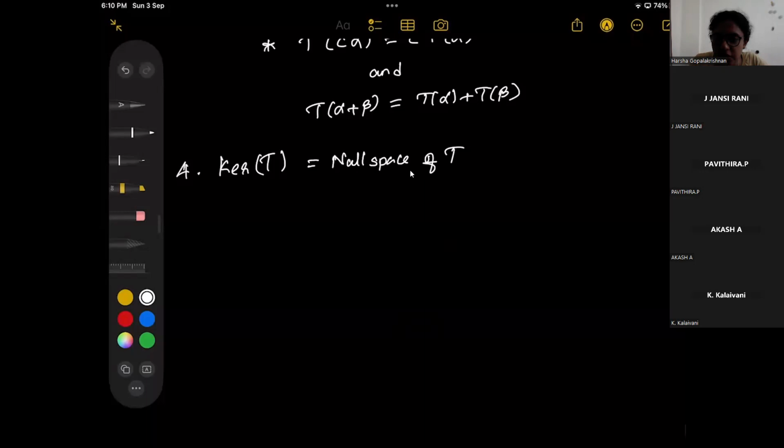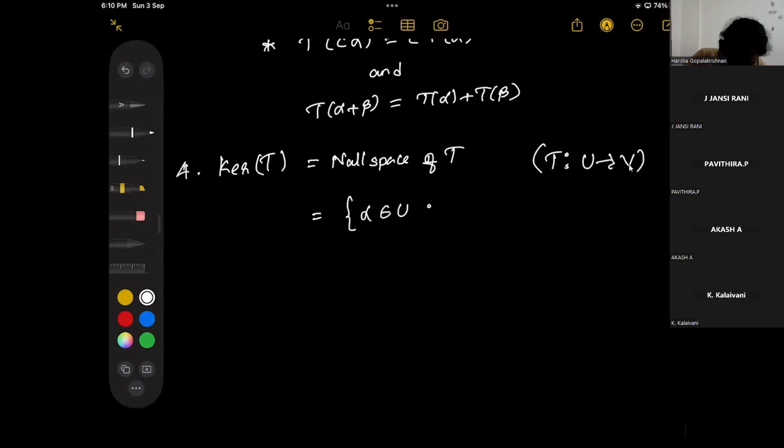Anyone knows what is null space of T? Okay, null space of T means the set of all, like we already know, T is from some vector space U to V. So T maps elements of U to V. So null space means set of all elements in U which are mapped to 0 element of V. That means set of all alpha in U such that T alpha equal to 0.